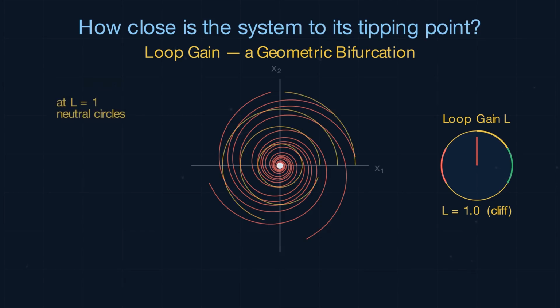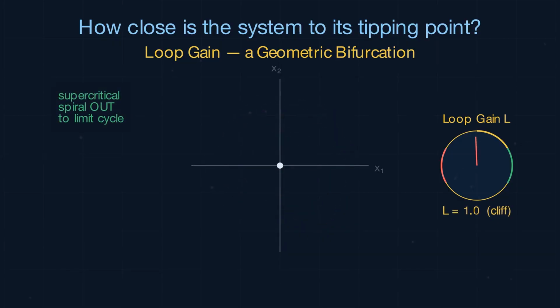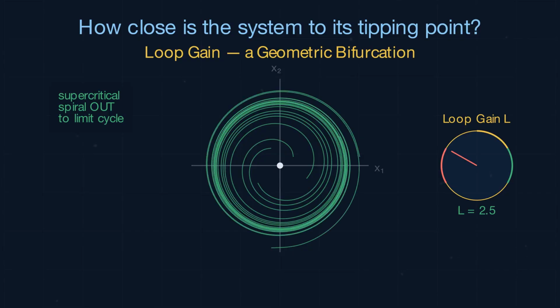Now turn a dial. The loop gain increases. At exactly 1, the spiraling stops. Neither inward nor outward, the damping vanishes, and trajectories drift on neutral circles. The system is perfectly balanced on the threshold. Above 1, supercritical, the balance breaks in the other direction. Starting points spiral outward toward a stable closed orbit. The system self-sustains. It runs forever.